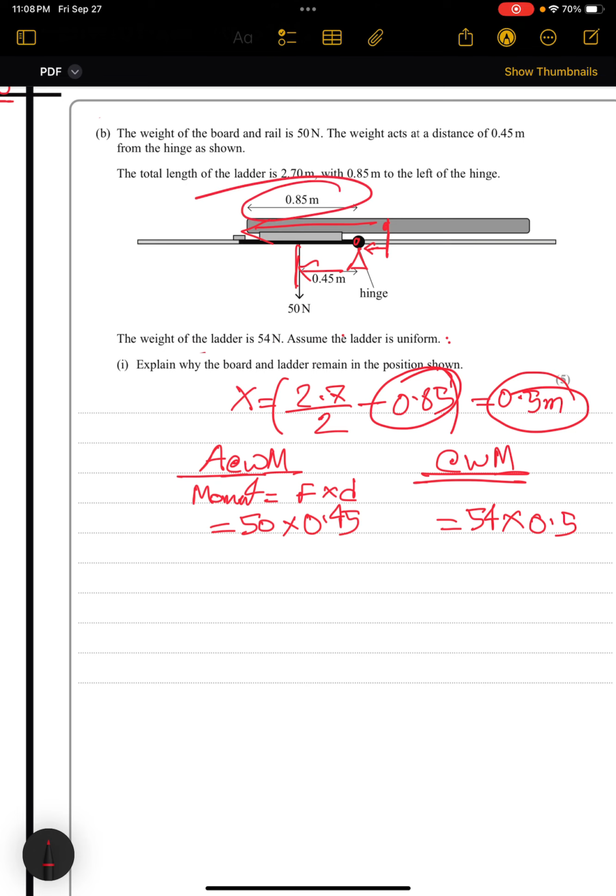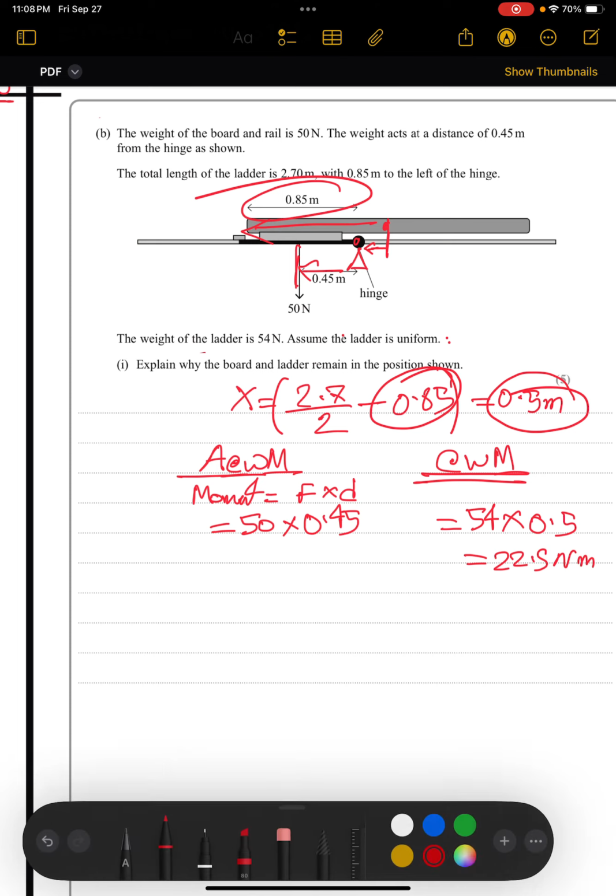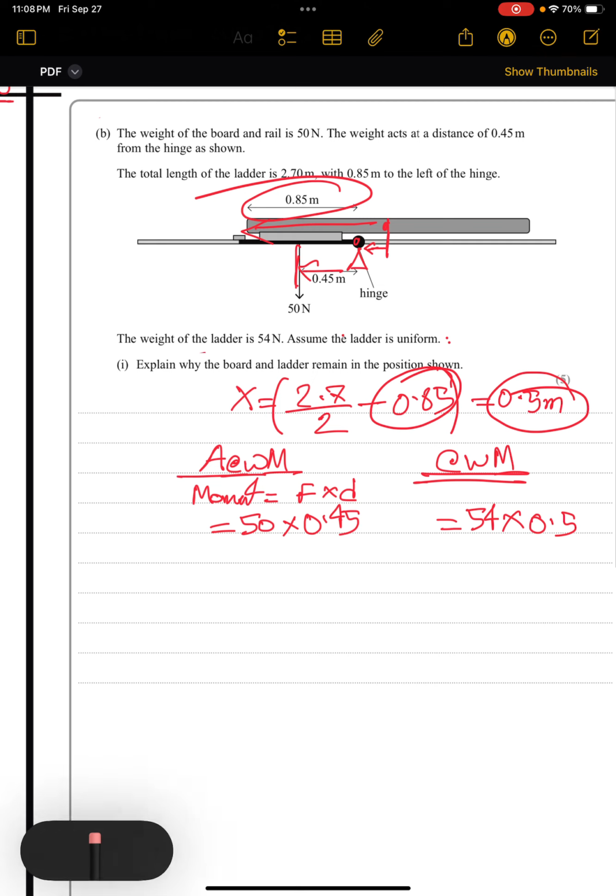Okay, this will be 22.5 Newton meter. Actually this is 27 Newton meter, sorry. This will be 27 Newton meter and this will be 22.5 Newton meter.